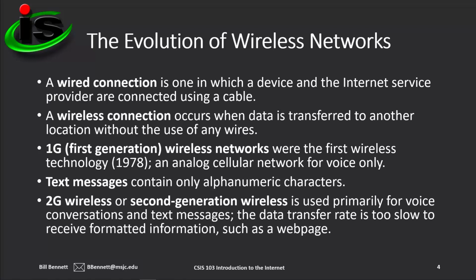This kind of data transfer started on second generation or 2G wireless networks, which transferred data slightly faster than 1G networks, but still much slower than the speed that you experience using a wired device. The 2G wireless data transfer rate is adequate for voice conversations and text messages, but it's extremely slow when you're trying to receive formatted information such as a web page. The primary data sent over a 2G network, other than voice conversations, was mostly text messages.